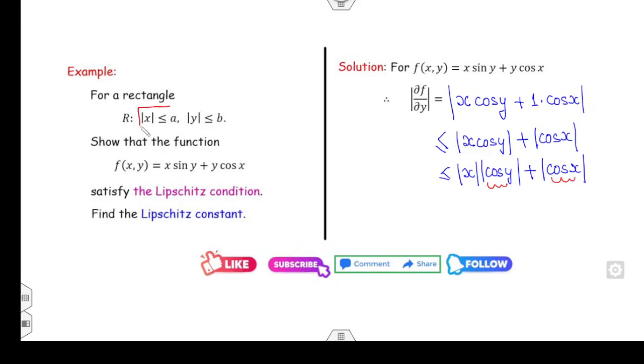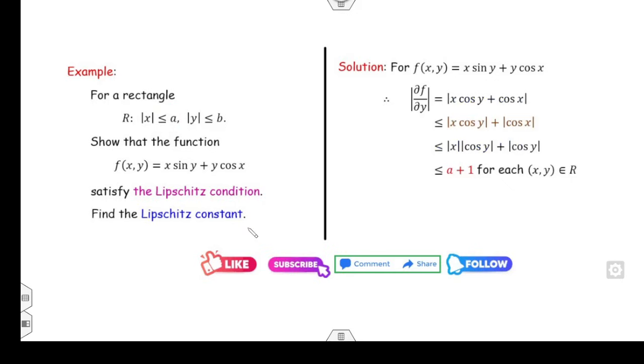And what is the value of x? x is less than or equal to a. Fine. This number is a plus 1. And clearly this number is finite, or you can say it is independent of x and y. That's a constant. Yes, f satisfies the Lipschitz condition. And what is my constant? Constant a plus 1 is the right answer.